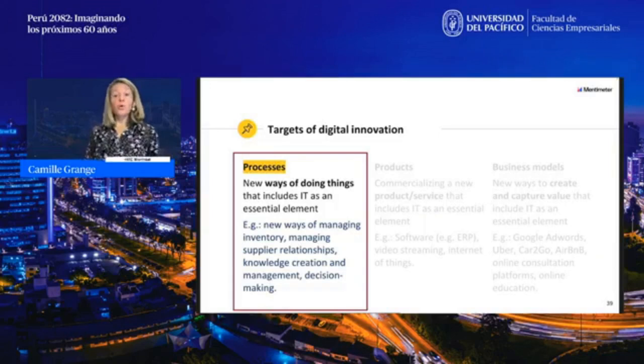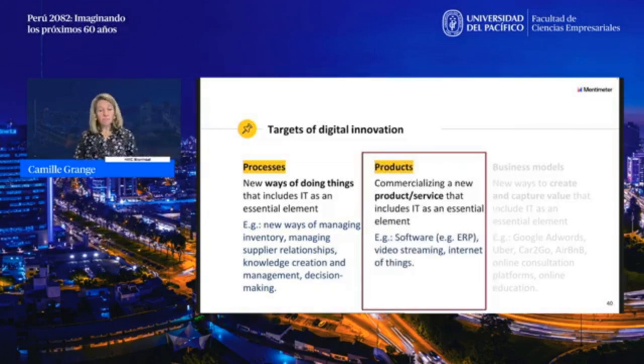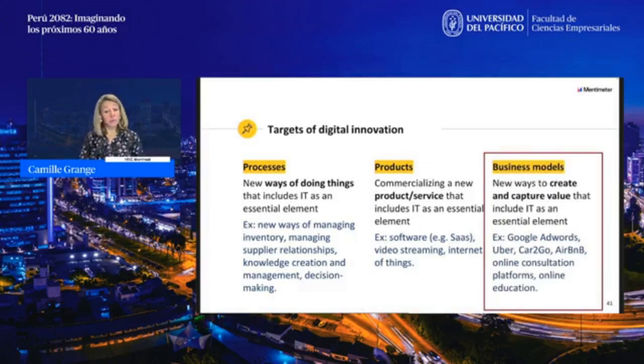Process innovation involves new ways of doing things. For example, you may want to develop a new approach to automate advertising placement or a new way to manage inventory more accurately. Product-focused innovation involves the development of new digital products, a chatbot, a smart speaker, a product that has a strong IT component, let's say. And finally, business model innovation. And this one goes beyond process and product innovation. It often includes them, but it goes beyond by proposing really new means of value creation and capture through IT. Google AdWords in ad placement is a good one. Car2Go in car sharing, Uber in on-demand transportation. They're a good example of that kind of digital innovation.